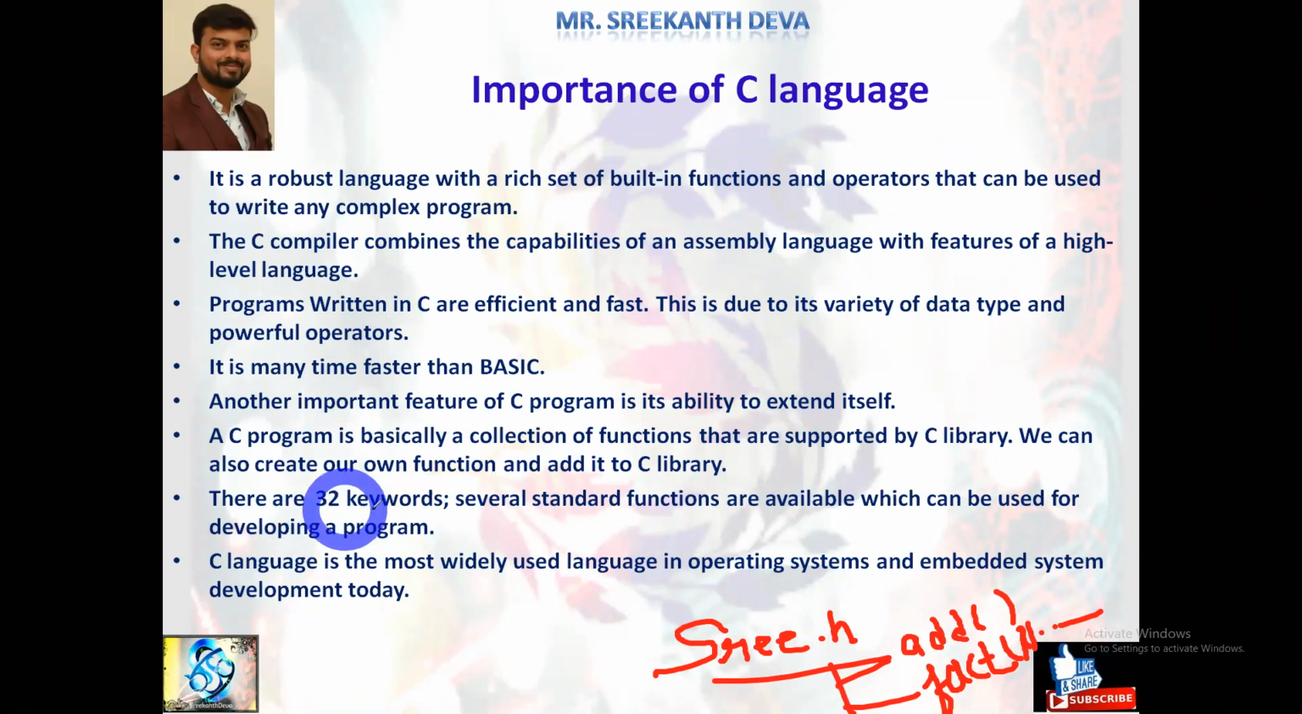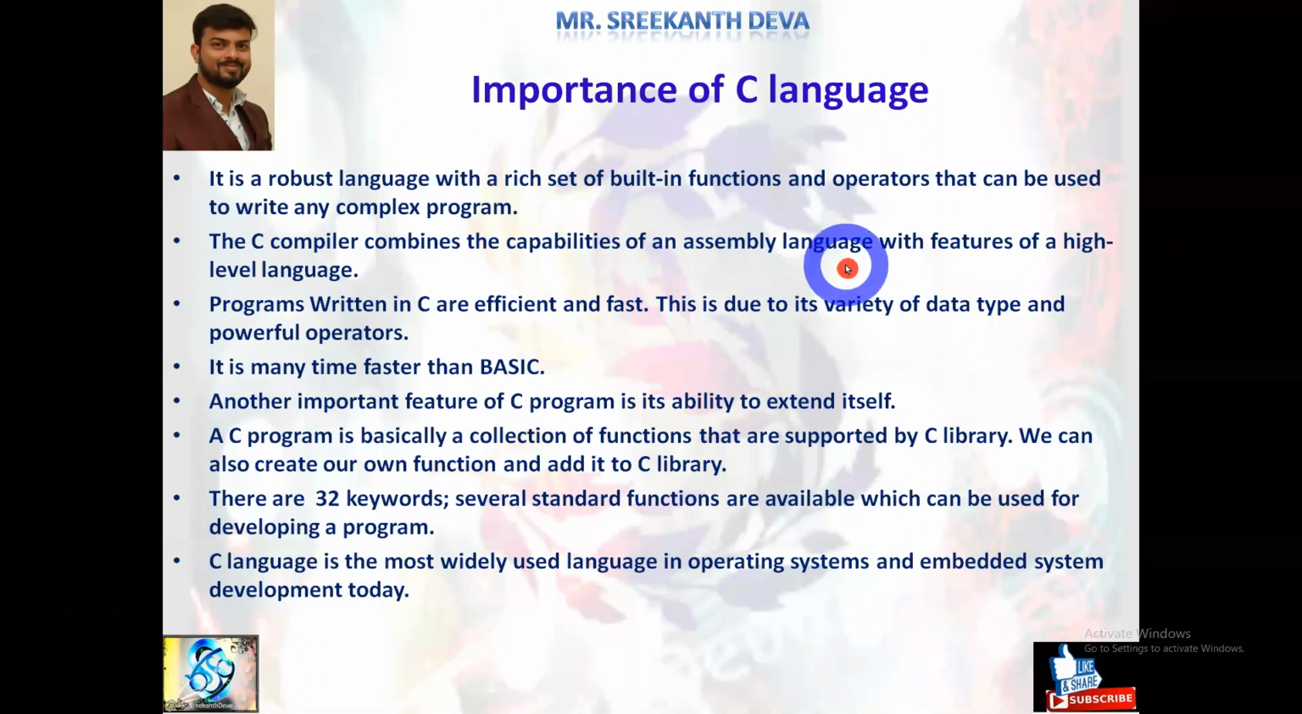See, C supports 32 built-in keywords. Each keyword has a specific meaning. We must use it for that particular purpose only; we cannot use it for our own purposes. Several standard functions are available which can be used for developing a program. C language is the most widely used programming language, especially for system-level application development like operating systems and embedded systems development nowadays. So, this is about the importance of C language.